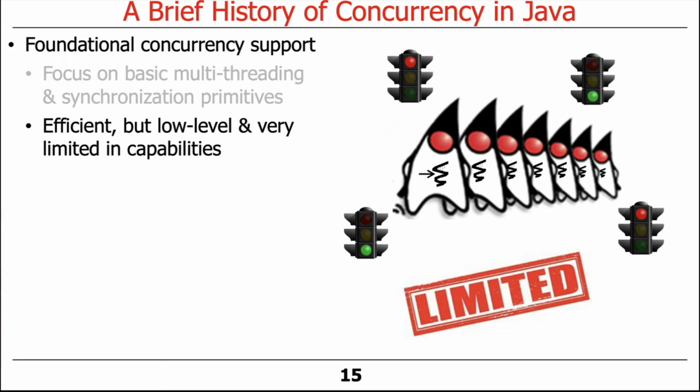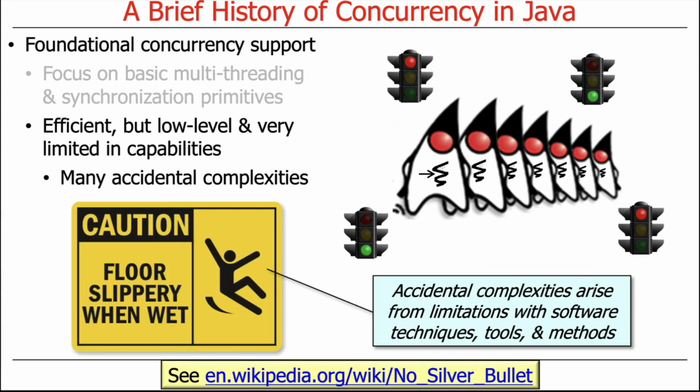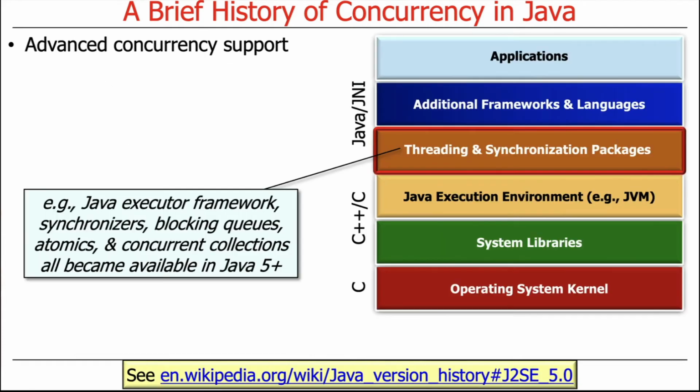There's a whole bunch of things you can't do with all the stuff I just described. And they also incur lots of accidental complexities. Accidental complexities are problems that can arise due to limitations with software techniques, software tools, software methods, programming languages, et cetera, et cetera. So you can hurt yourself. Think of the guy pounding his fingernail with the hammer, or his thumb with the hammer.